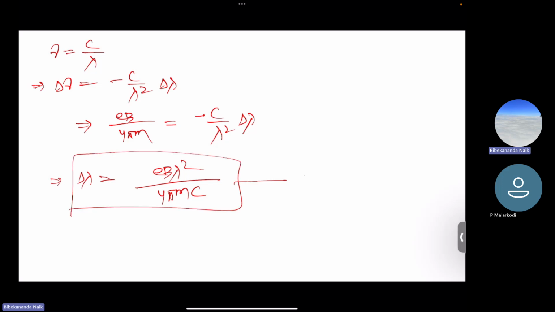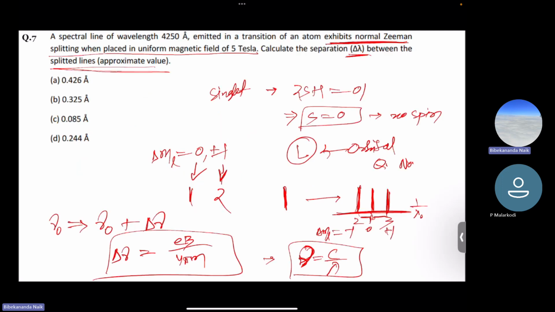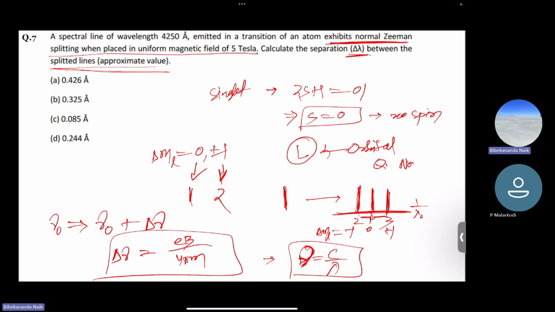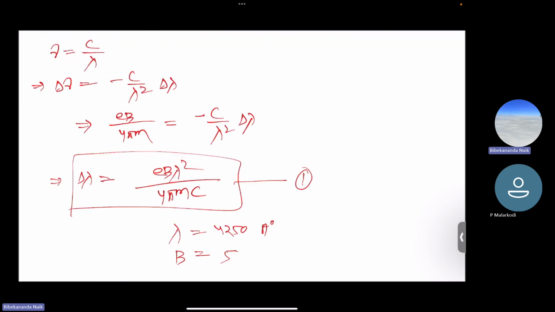Using this equation, we will calculate the value of delta lambda, because we know the value of lambda. Lambda is 4250 Angstrom, and the other quantity B is also given. B is 5 Tesla. Then what should be delta lambda? Can you calculate and tell me the value of delta lambda? Just put in the values.